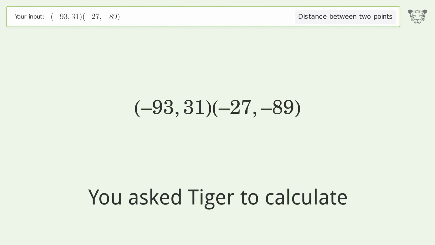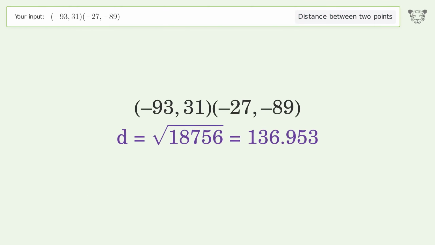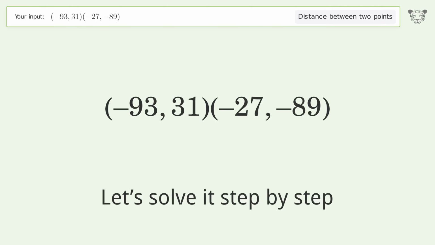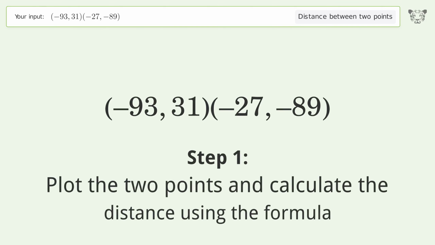You ask Tiger to calculate. This deals with the distance between 2 points. The distance between the 2 points is the square root of 18,756, or 136.953. Let's solve it step by step. Plot the 2 points and calculate the distance using the formula.